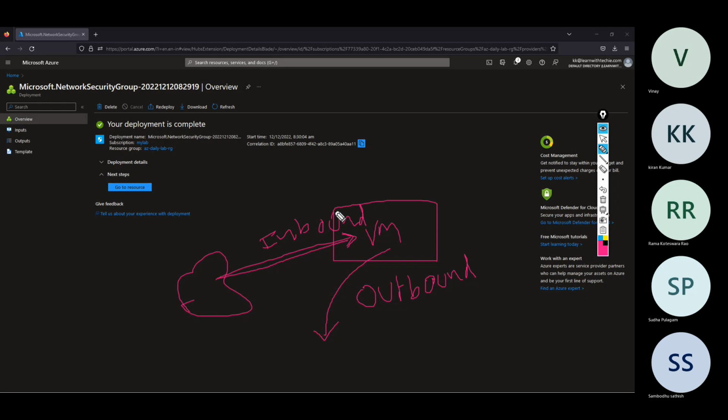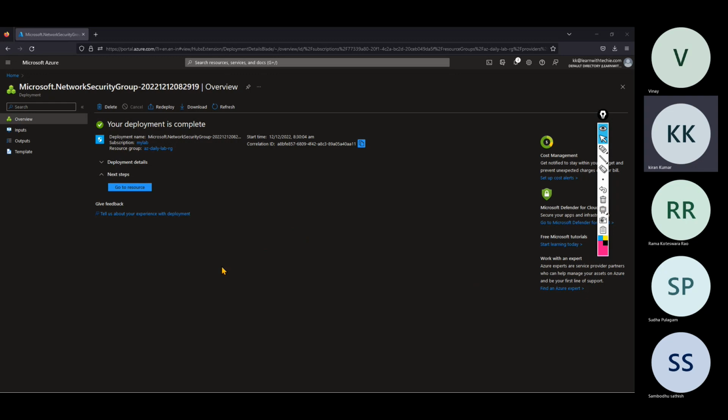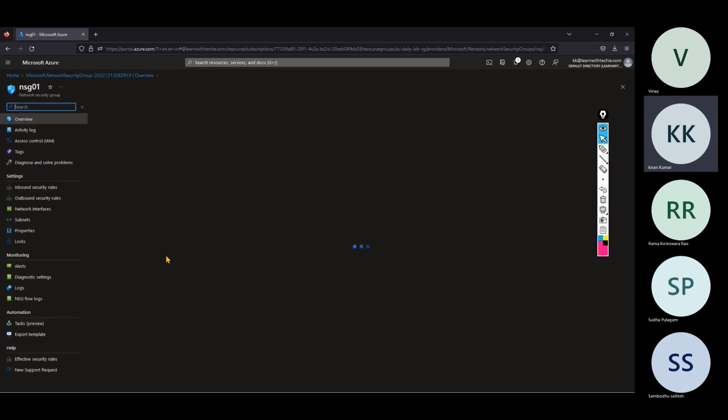So from the virtual machine perspective also it is the same thing, guys. What is getting traffic to the VM, that is inbound. What traffic is going out, that is called outbound. What is going to the outside is outbound. So we understand this basic point. Based on this point, you need to get more clarity on the network security group, because it is very important.